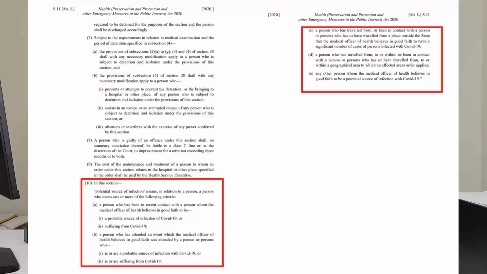This means that if a medical officer believes that your child cannot be effectively isolated, or in circumstances where your child refuses to remain at home, it is possible to isolate and detain your child in a hospital or other place, carry out a COVID-19 or other test on them, and in the event that either your child or you as the parent impede any of this, you will be guilty of an offence. The next section of note is section 10. You might recall that under section 38A1, in order for a person to be detained and isolated, they must be a potential source of infection. This section 10 defines what a potential source of infection means.